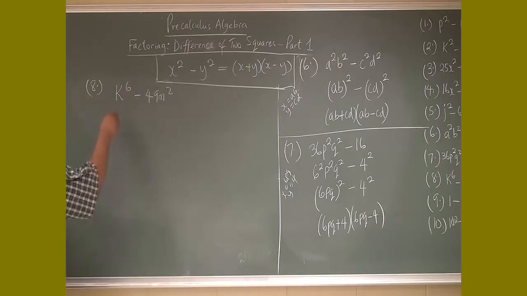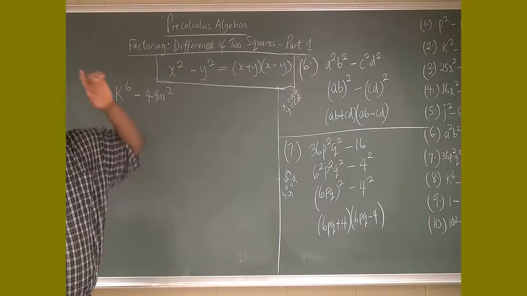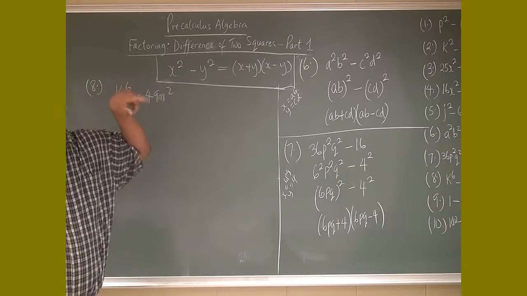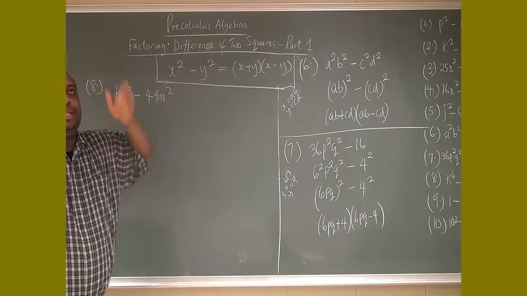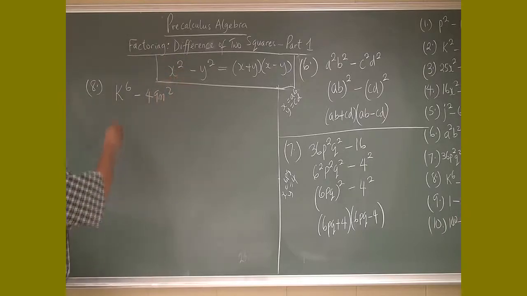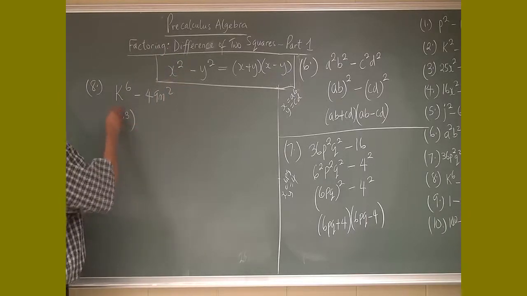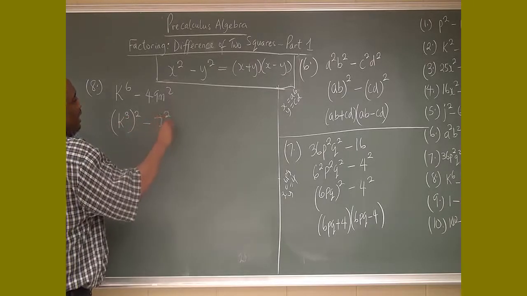Okay? We see that we can ask ourselves, how do you break 6 so that you can have 2 outside? You can have 3 inside and then squared 2 outside. That's how you do it, because 6 is 3 times 2. You always want to have the 2 outside. So this is like saying k cubed all squared. And this is your law of exponents here. Minus 7 squared m squared.